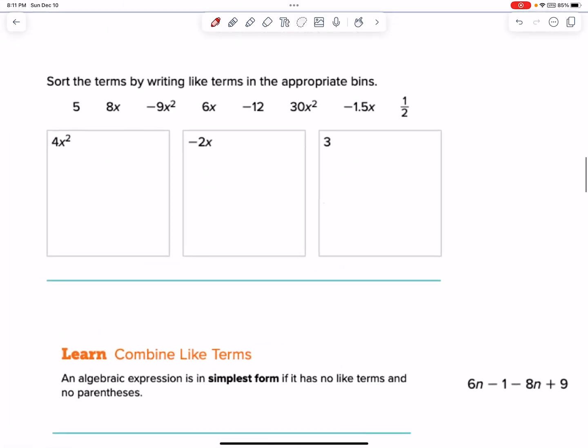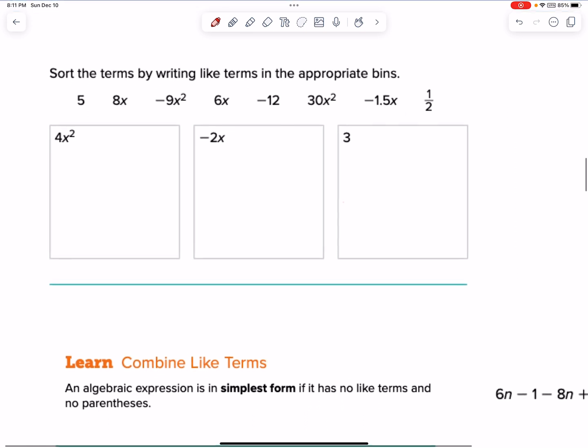So let's go ahead and sort into appropriate bins or clubs. So you have to look. So this is the x squared club. Okay, this is the x club, and this is the constant club. Okay, so find all the x squared terms and put them in here. Okay, so I see I have -9x squared. I'm just looking for x squareds. The constant in front tells me how many of them there are. Okay, so that one's gone. I have a 30x squared. And that's it for that.